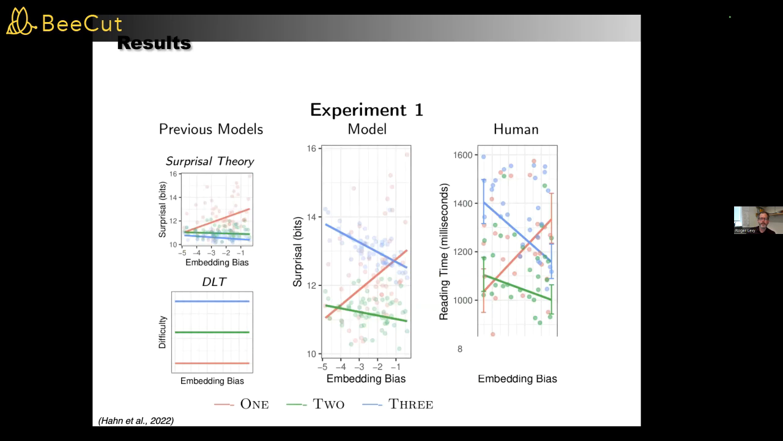Sorry, I should jump to the main results. So we have two experiments where we have human behavioral data. So our theoretical predictions, you can see blue and green go down with embedding bias going up. Green is below blue. Red goes up instead as embedding bias goes up. As I said before, surprisal theory doesn't really give us this very well, but our model gives us this very well.